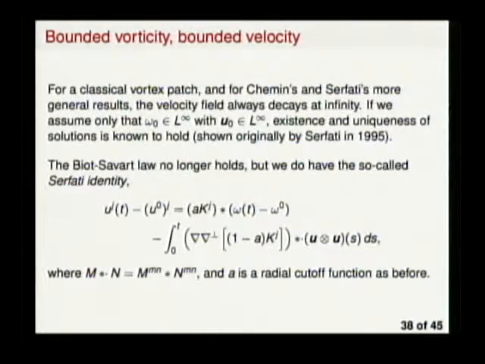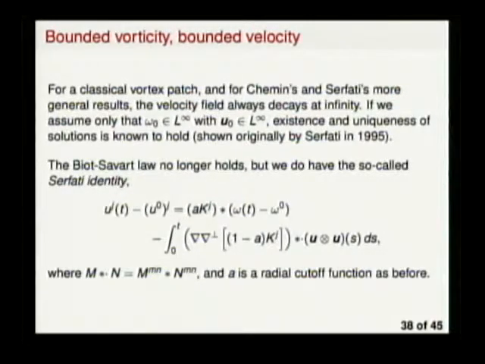All right, so bounded vorticity, bounded velocity. These are solutions which I guess Helena and Milton and David Ambrose and I have been working on lately. And we call them Serfati solutions in honor of Serfati. And the idea here is you have no decay of the vorticity, and so you cannot apply the Biot-Savart law. But there is a so-called Serfati identity, which says that the velocity at time t can be written as the velocity at time 0, if you move that to the right-hand side, plus something that's like the Biot-Savart law. A is a radial cutoff function, like as before. And then a remainder term, which is the far field effect, so to speak, from the Biot-Savart law.